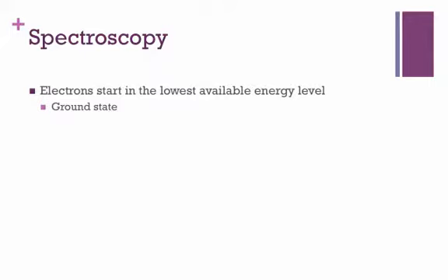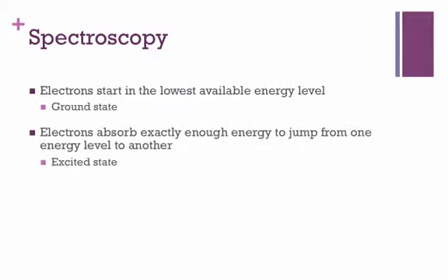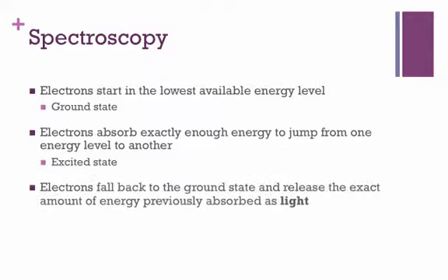Electrons always start in the lowest available energy level, and we refer to this as the ground state. Electrons have the ability to absorb exactly enough energy to jump from one level to another. Regardless of how much energy I put in, it's always those exact jumps. When it makes this jump, that's what we refer to as the excited state. And then the electrons eventually fall back down. It's a process known as relaxation.